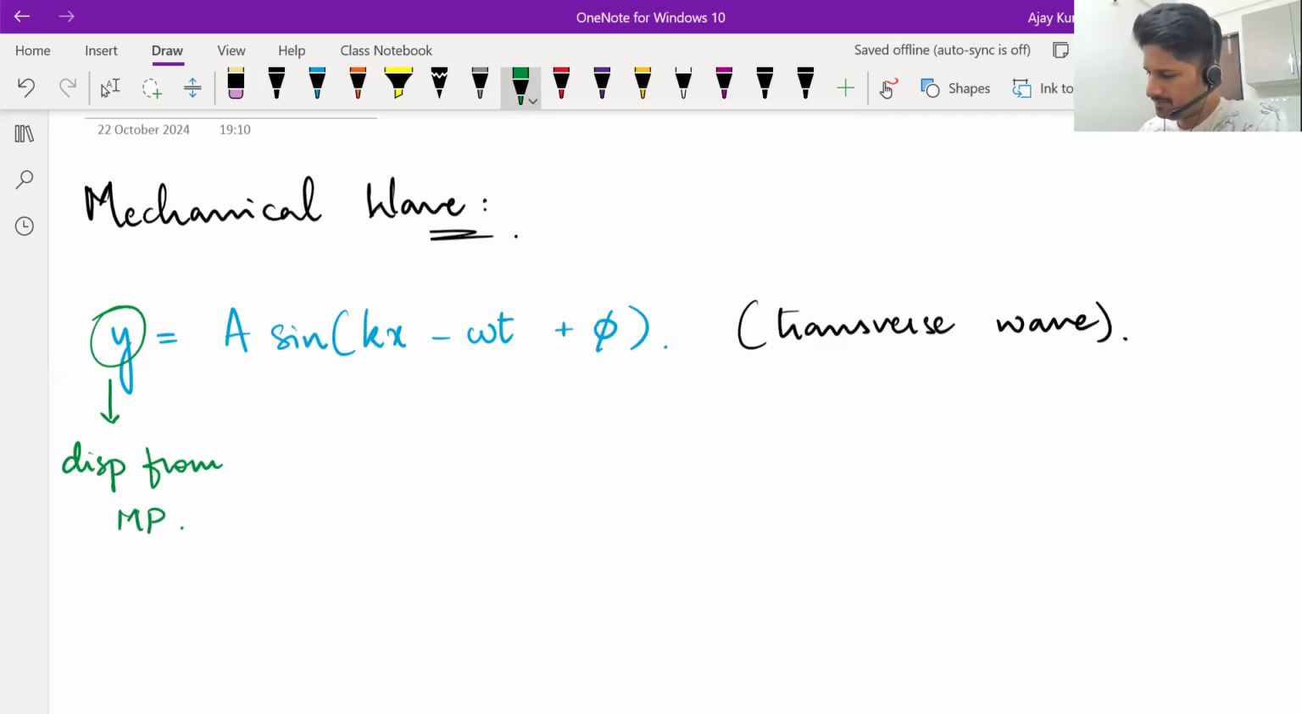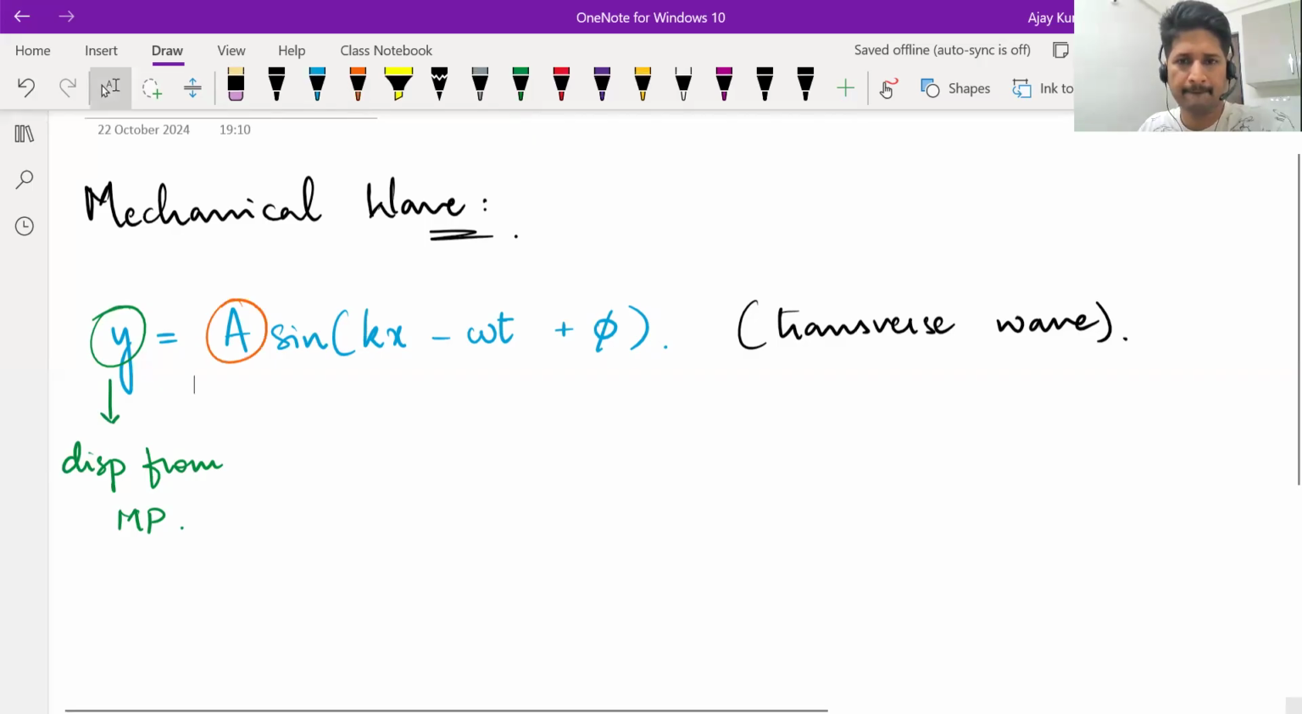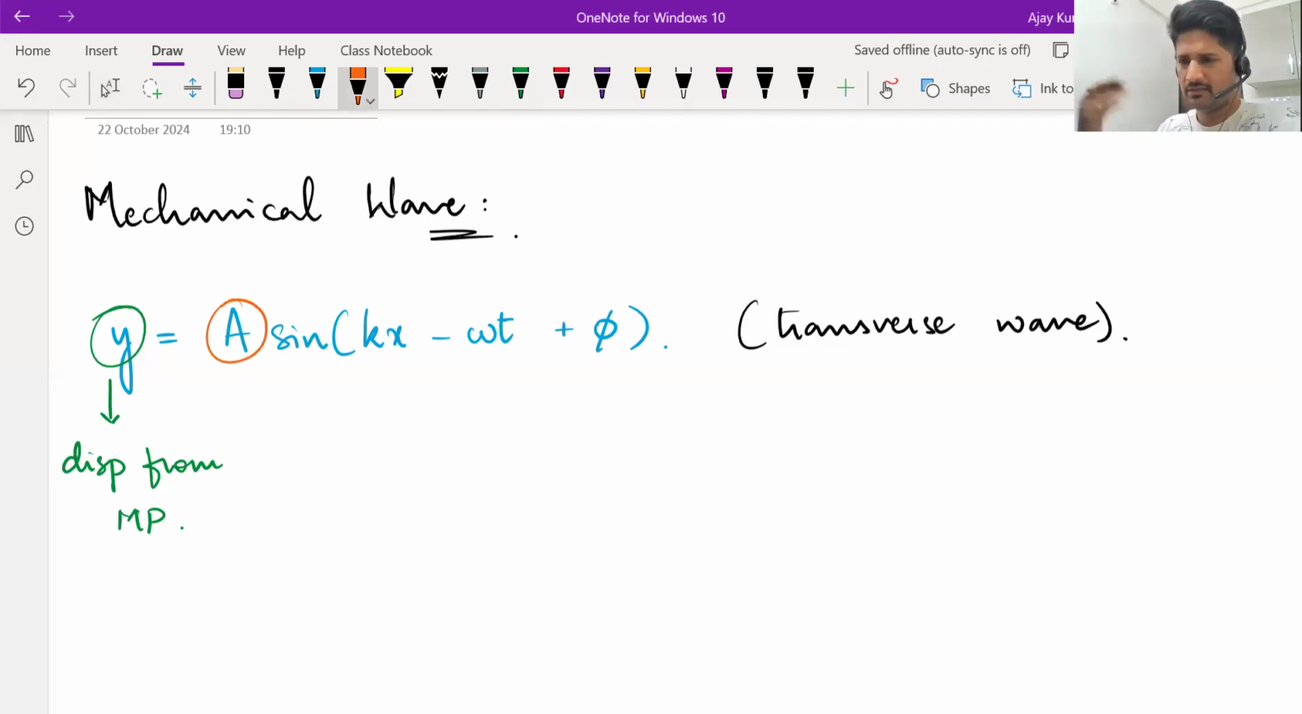What does A mean? Amplitude. That's nothing but the maximum displacement of a particle from its mean position, either in the positive direction or in the negative direction. So A is amplitude. That's the maximum extent to which it can get displaced from mean position in any one direction. What is K called?